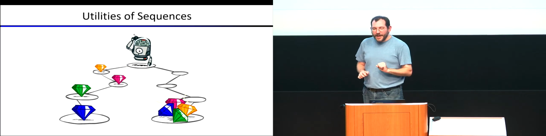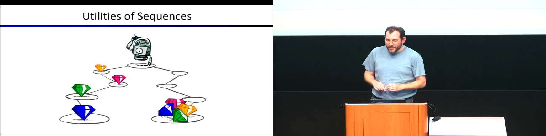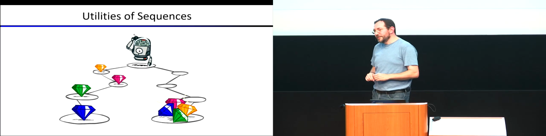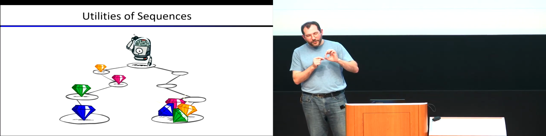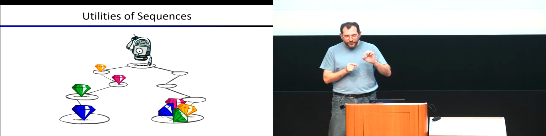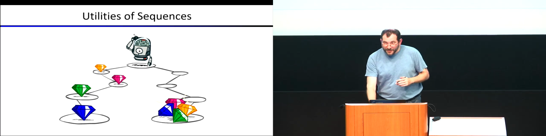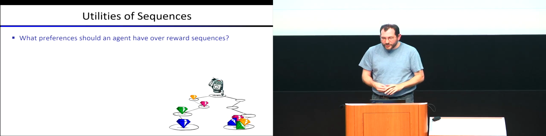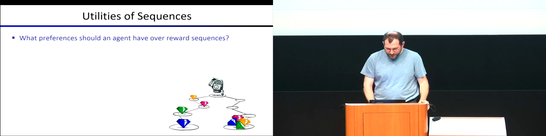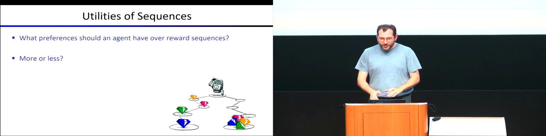But let's take a step back and try to figure out how an agent should think about a sequence of utilities. Because another thing that happens in an MDP is that, as you saw in grid world, those rewards would sort of be trickled in step by step. So we need to be able to think about our preferences over these sequences. So what preferences should an agent have over a sequence of rewards? First, should an agent like more rewards or less rewards?